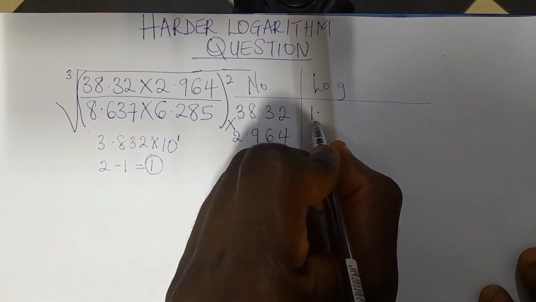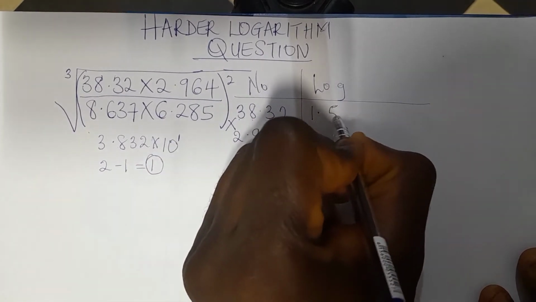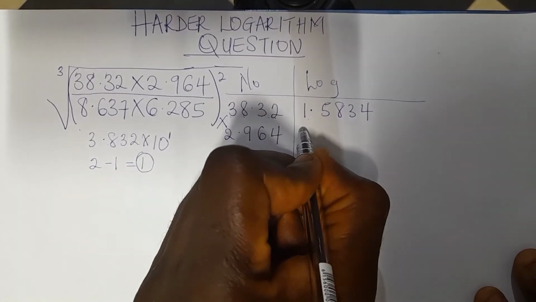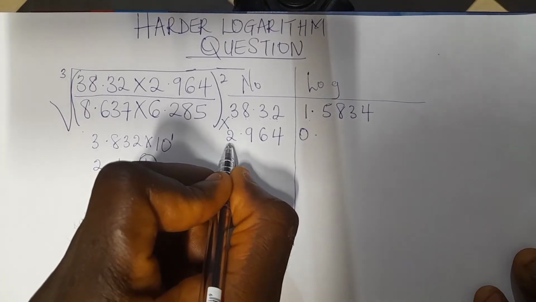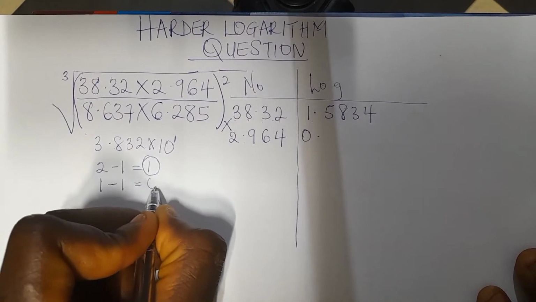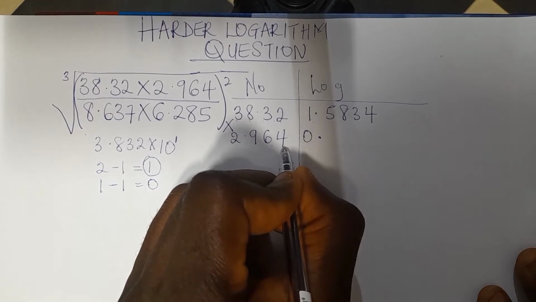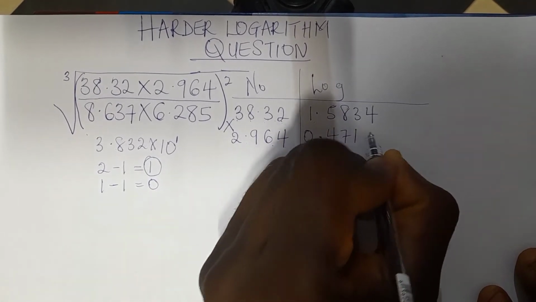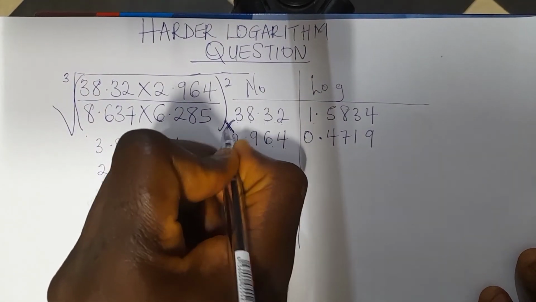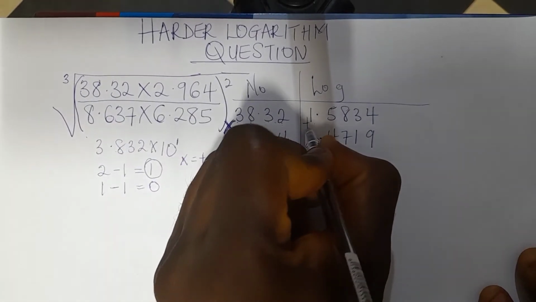Now 38 under 3 difference 2 gives us 1.5834. Now this will be 0 point. Why? How many numbers are before the point? 1. So 1 minus 1 gives you 0. So 0 point. Okay, now 29 under 6 difference 4 gives you 4719. Now which sign joins them? The multiplication sign. And I told you that multiplication equals what? Addition. So we are adding this together.